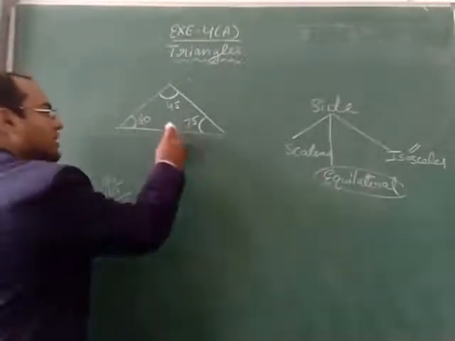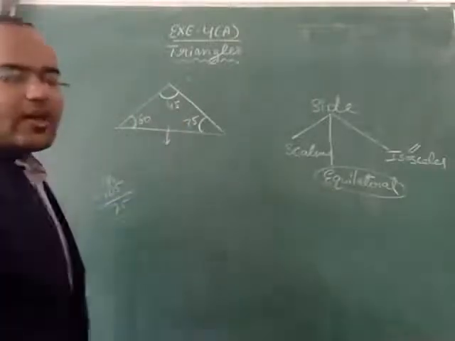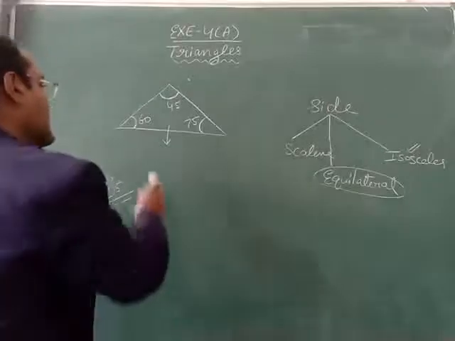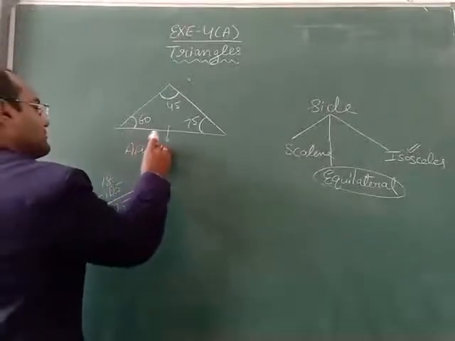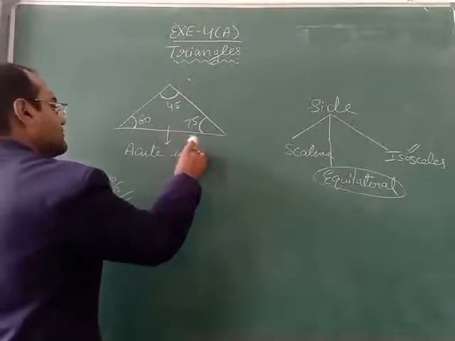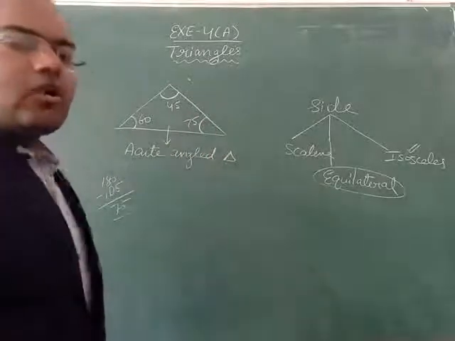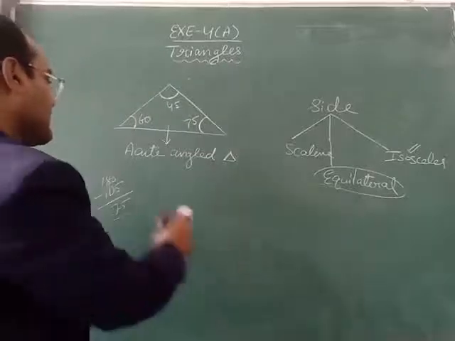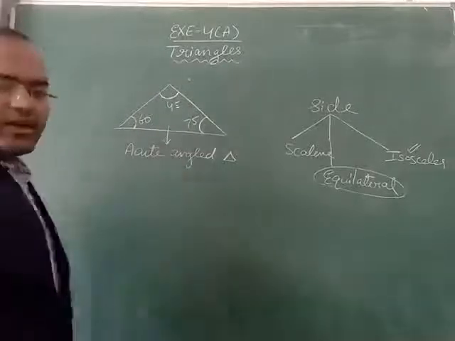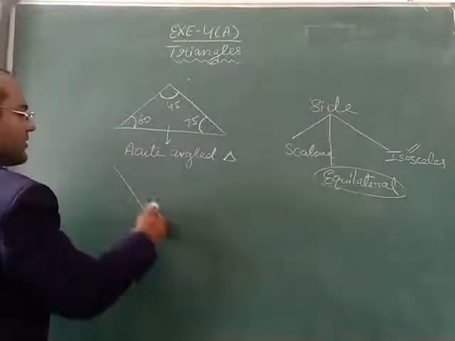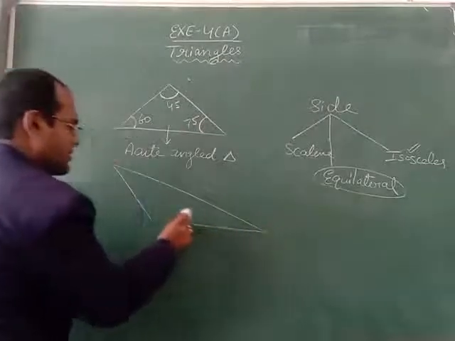So such a triangle in which all three angles are less than 90 is known as an acute angle triangle. The triangle in which all the three angles are less than 90 degree is known as an acute angle triangle. Another figure I will draw here as an example.